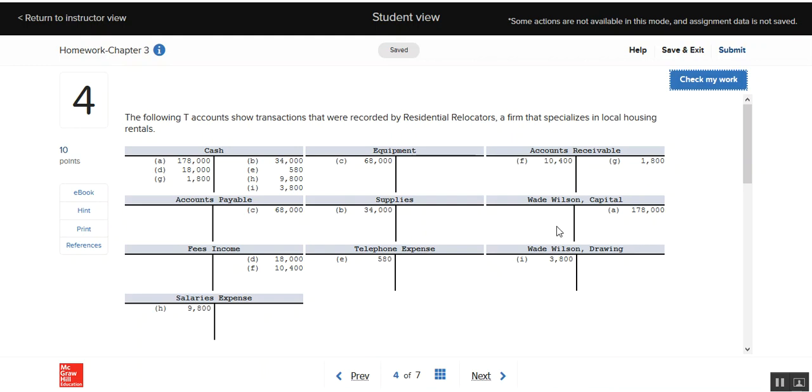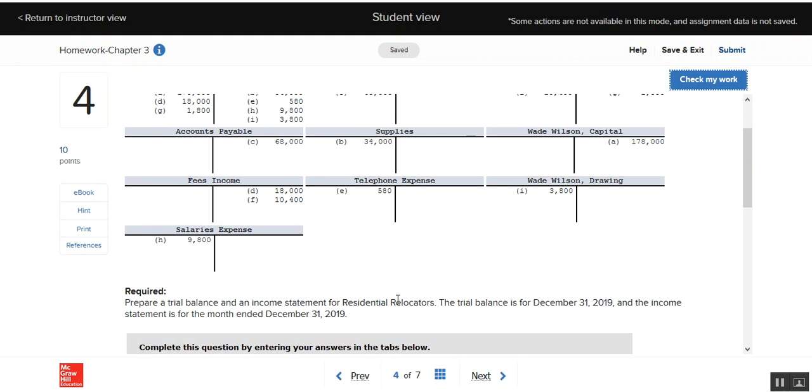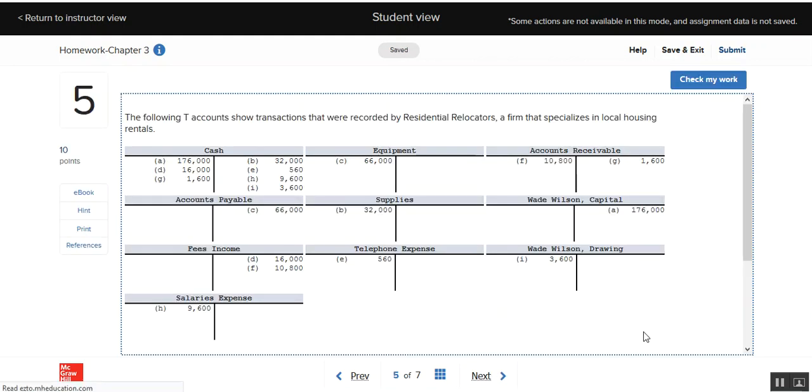This is a capital account, Wade Wilson Capital, and it's pretty easy because it says it's capital. Wade Wilson Drawing is also part of that capital account, so these two kind of go together. So it looks like you have one income, which would go in the revenue section, and an expense here and an expense there, and that's all I see. So fees, income, and two expenses are what's going to go on your income statement. So if you fill those in, you shouldn't have any trouble with number 4. Let's look at number 5.